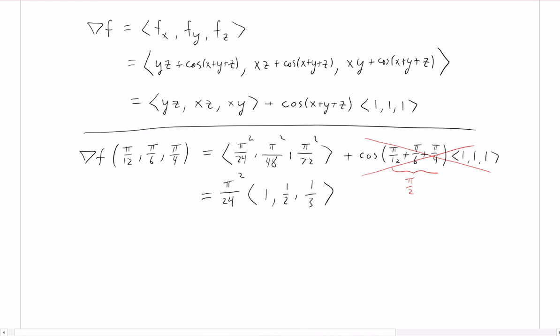But actually, if you have a normal vector to a plane, any rescaling of that vector will also be a normal vector to the same plane. So in fact, just to make things simpler, we can ignore the pi squared over 24 and just use 1, 1/2, 1/3 as a normal vector. Since it points in the same direction, it's just a different length. So it's fine if you want to leave the constant on there, but just to make it simpler, I'm just going to use this.